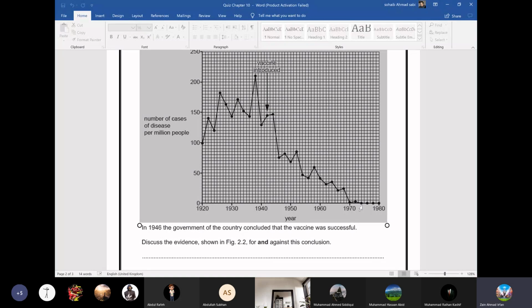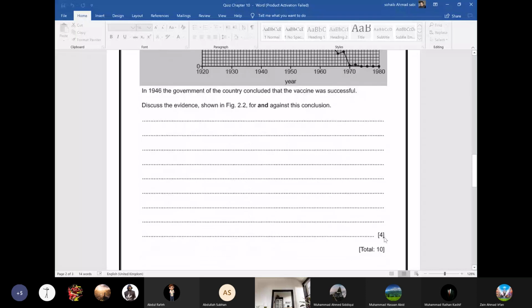1974 minus 1942. How much? 32. Very good. So it took 32 years for the vaccine to eradicate the disease completely, right? So the government gave the conclusion too early, right? That is the against point. Understand? Yes, sir. So these are the points. This was a 4 marks question, and this is how you can answer.